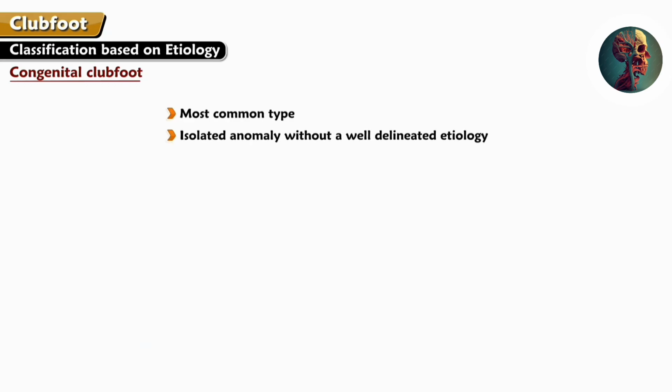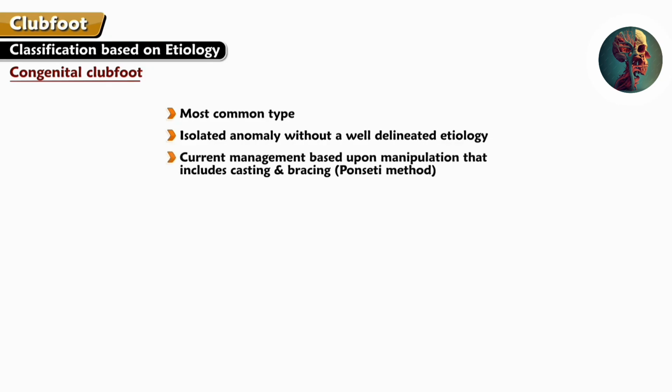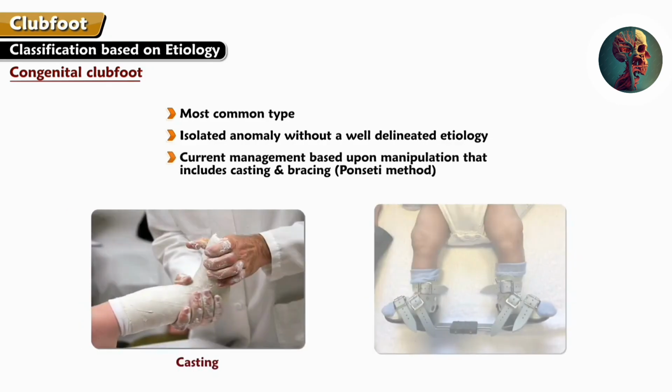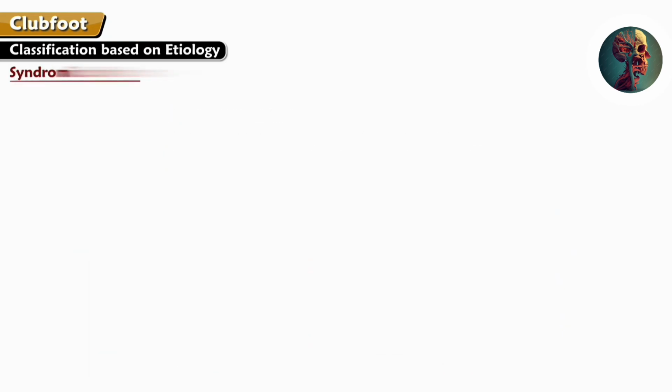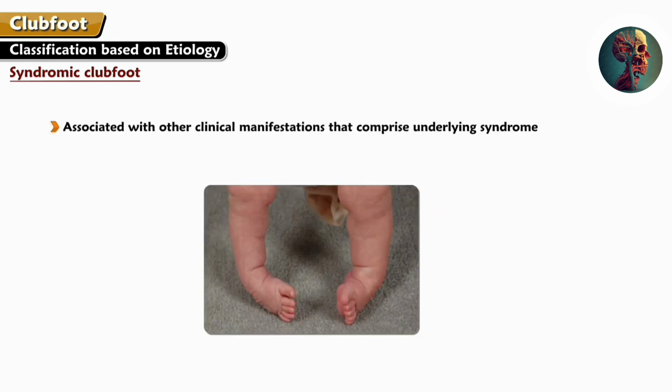Congenital clubfoot. Congenital clubfoot is the most common type of clubfoot. It is usually an isolated anomaly without a well-delineated etiology. Current management is based upon manipulation that includes casting and bracing, referred to as the Ponseti method. Syndromic clubfoot. Syndromic clubfoot is associated with other clinical manifestations that comprise the underlying syndrome, which may be due to a genetic disorder such as trisomy 18 or Edwards syndrome.